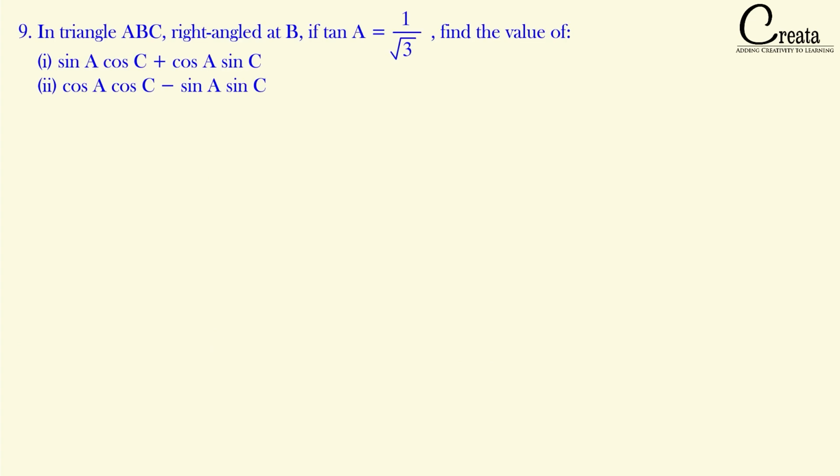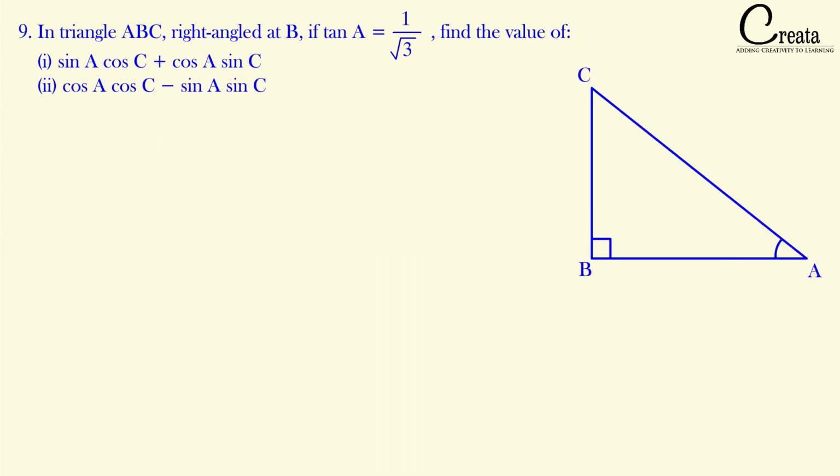In triangle ABC, right angled at B, if tan A is equal to 1 upon root 3, find the value of. Two subparts are given. Let's take one by one. Firstly, let's take the triangle ABC, our usual triangle, which is having 90-degree angle at angle B. If you observe the trigonometric ratios given in the question, we are having two trigonometric angles. Angle A is a trigonometric angle in some part and angle C is also the trigonometric angle in some part. So basically here we have to find the trigonometric ratios with respect to two different trigonometric angles.